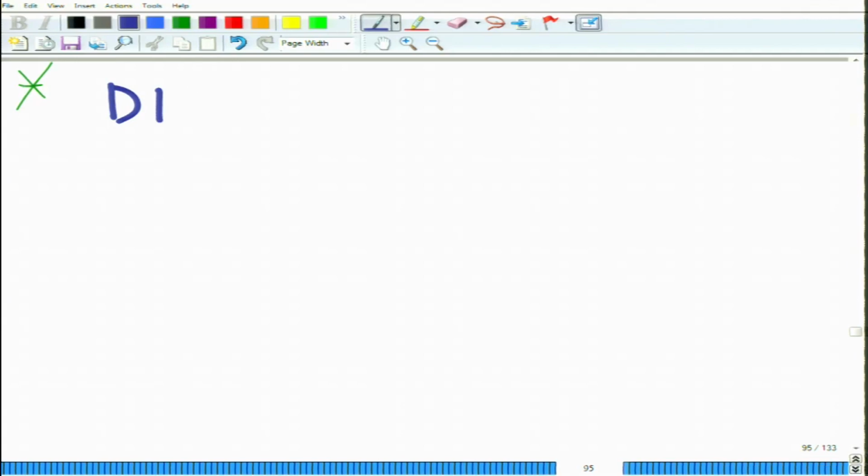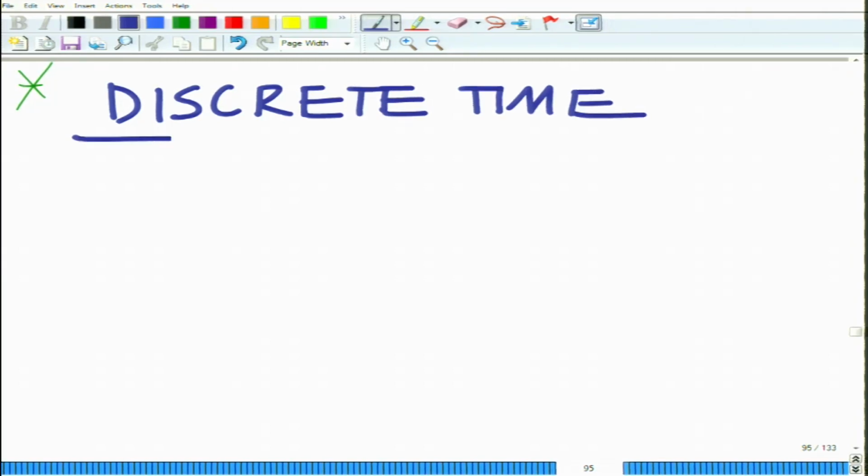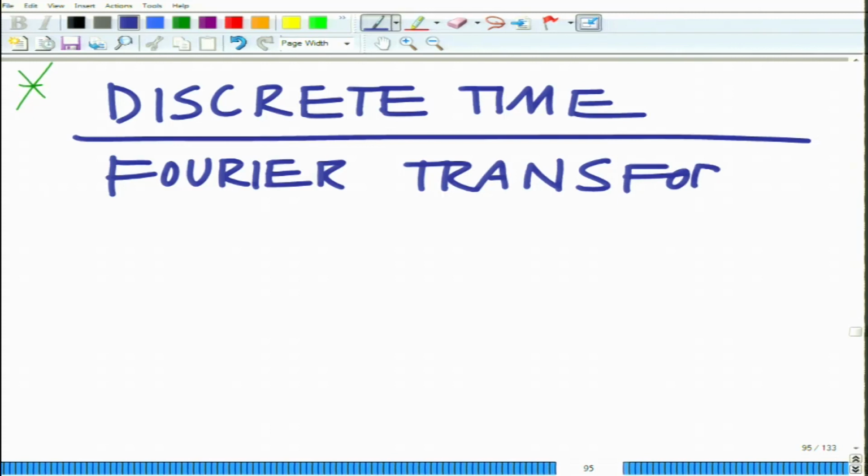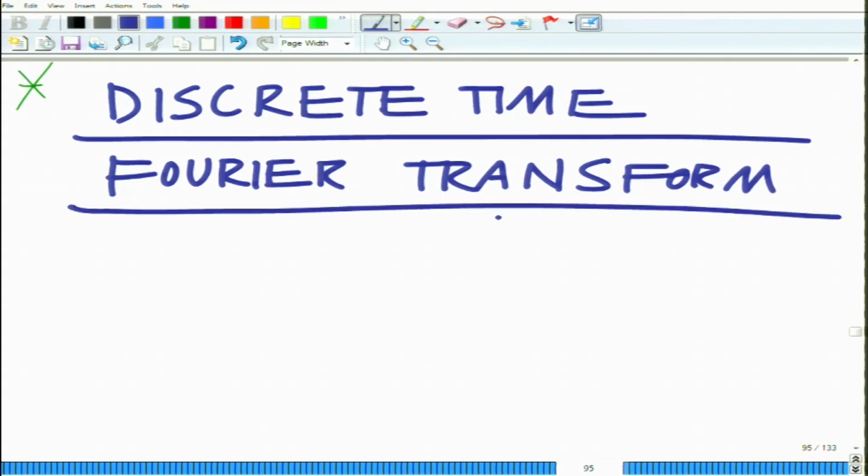So, we are looking at the Fourier analysis of discrete time signals, in particular the Fourier analysis for discrete time aperiodic signals through the discrete time Fourier transform, or what is known as the DTFT.